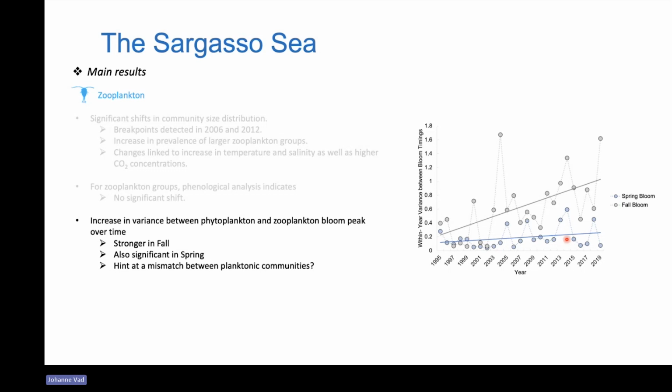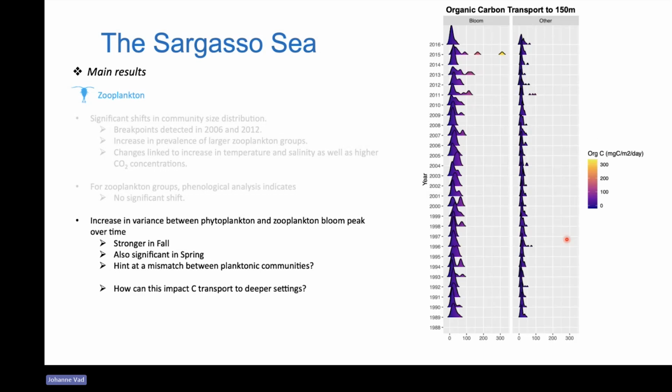One way we can look at it is to see how this impacts carbon transport to deeper settings. I'm obviously particularly interested in this as a benthic ecologist. You do wonder what these changes in the upper reaches of the water column will have as consequences for the benthic communities. Very briefly, when we look at the amount of organic carbon that gets transported to 150 meters depth over time, and this is data coming from sediment traps, we do see overall an increase in the amount of carbon that is provided to the benthic community.